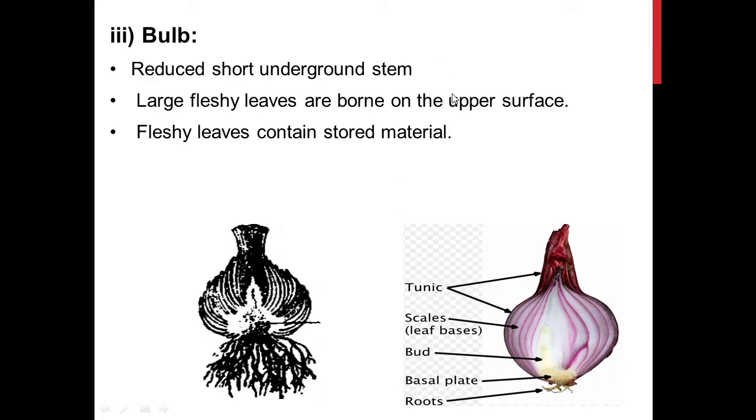Now the bulb. Bulb has a reduced, short underground stem, and leaves develop on the upper surface, and fleshy leaves contain stored food material, and adventitious roots develop from this stem. Examples are onion and garlic.